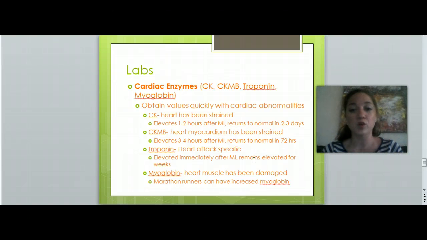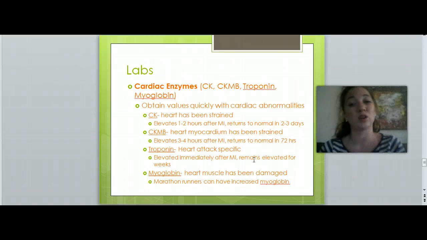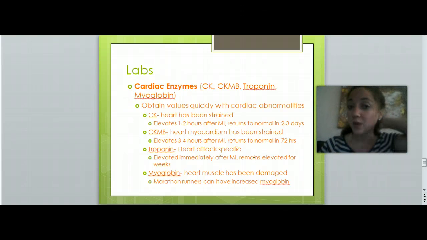It returns to normal in about 2 to 3 days, and so this is not our initial indicator of an MI because it takes so long to see what's happening that we might miss out on treatment of the patient. When it is helpful to see the CK levels is after an MI has already occurred, because then we're looking at ways to follow up and treat following an MI, but during one, this isn't it.